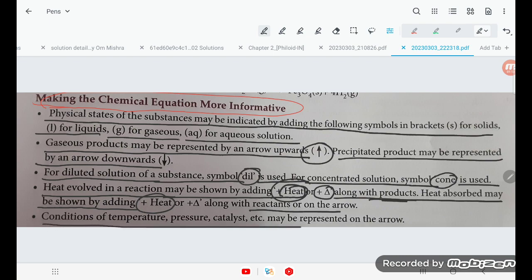Condition of the temperature, pressure, catalyst may be represented on the arrow. So this is all about making the chemical reaction more informative, student.